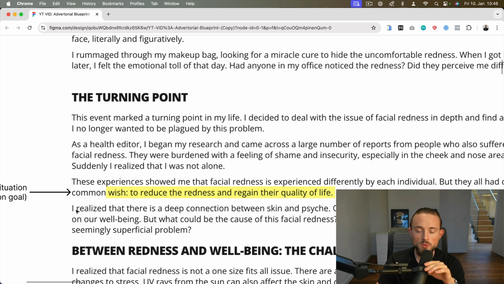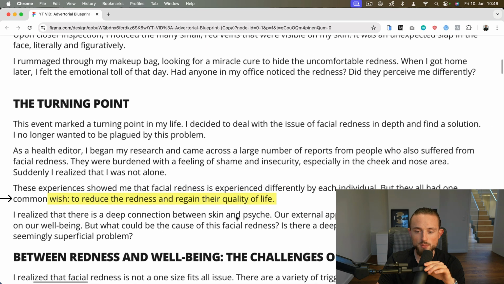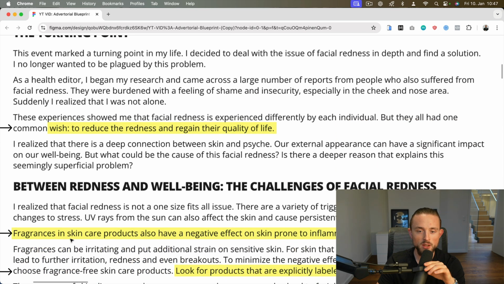I realized that there's a deep connection between skin and psyche. Our external appearance can have a significant impact on our well-being. But what could be the cause of this facial redness? Is there a deeper reason that explains the seemingly superficial problem?